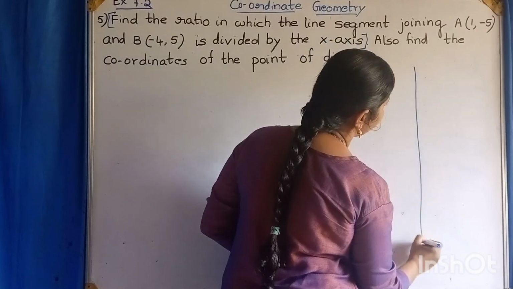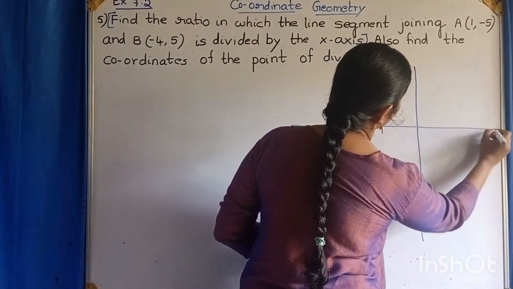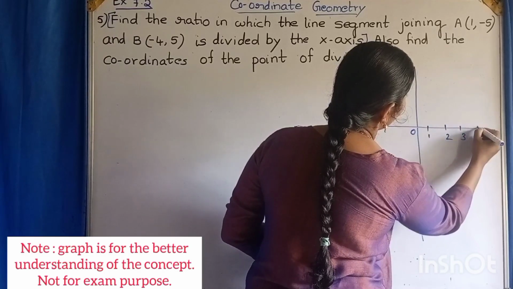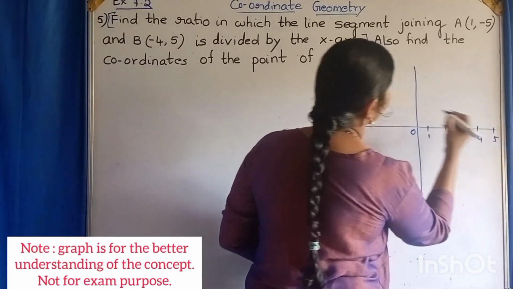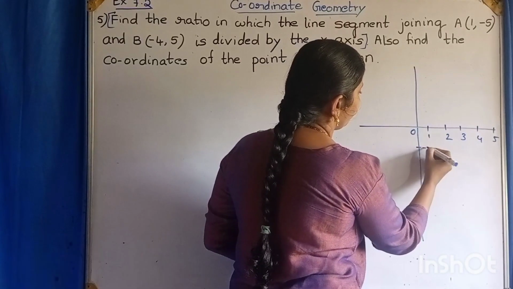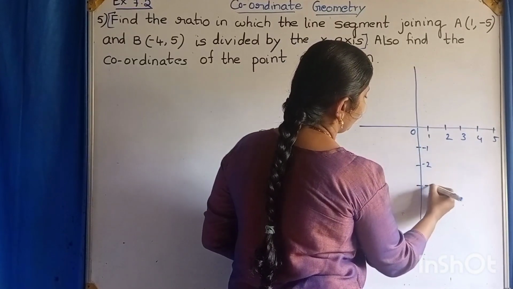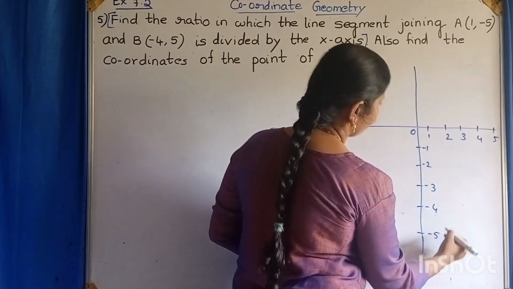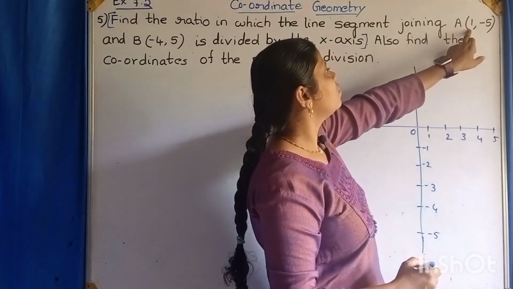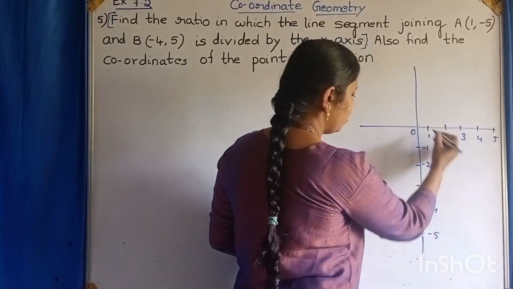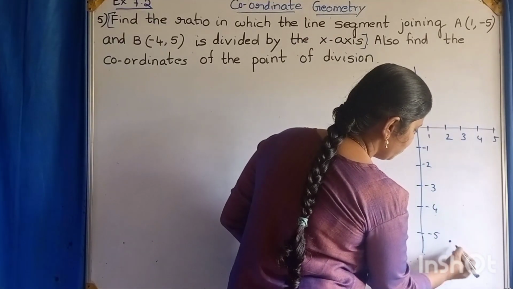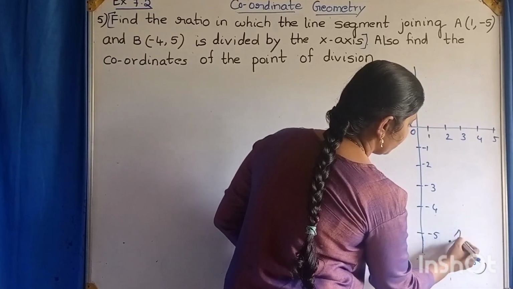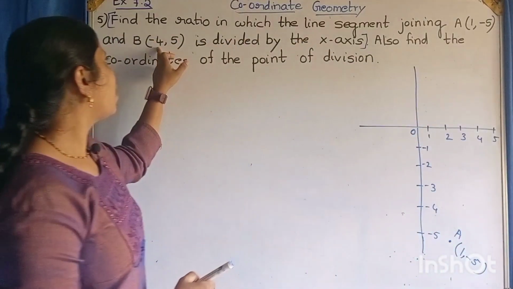Let me draw a graph. 0, 1, 2, 3, 4, 5. Here, minus 1, minus 2, minus 3, minus 4, minus 5. The point A, that is (1, -5), means it may come here, right? And the point B is (-4, 5).